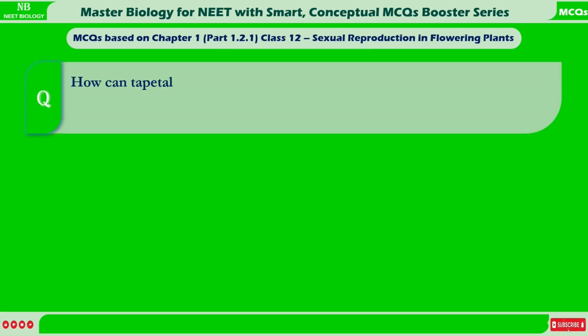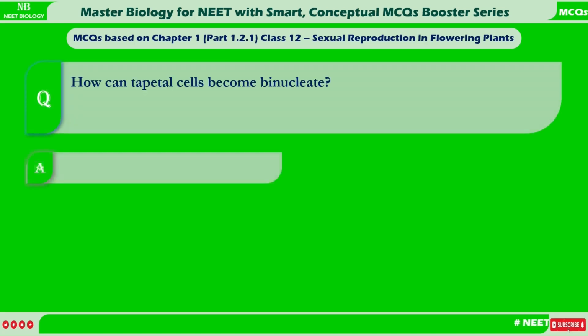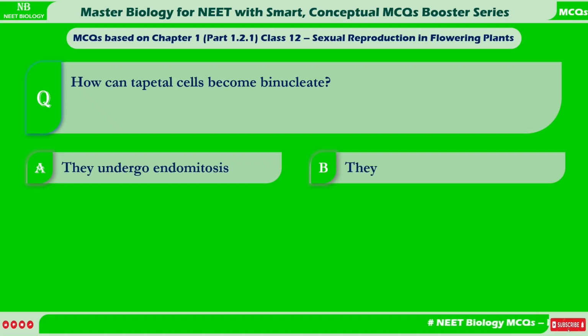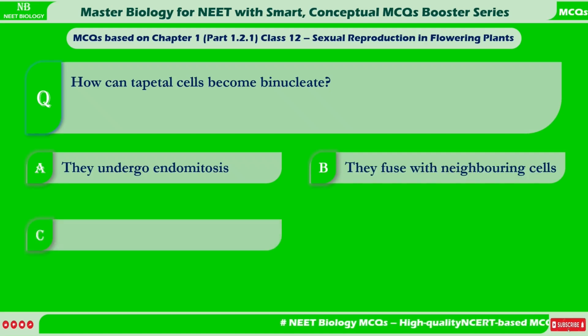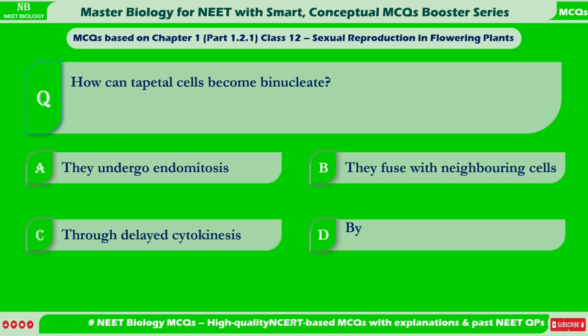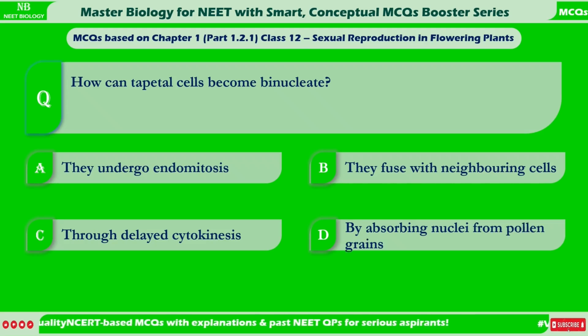How can tapetal cells become binucleate? A. They undergo endomitosis. B. They fuse with neighboring cells. C. Through delayed cytokinesis. D. By absorbing nuclei from pollen grains.